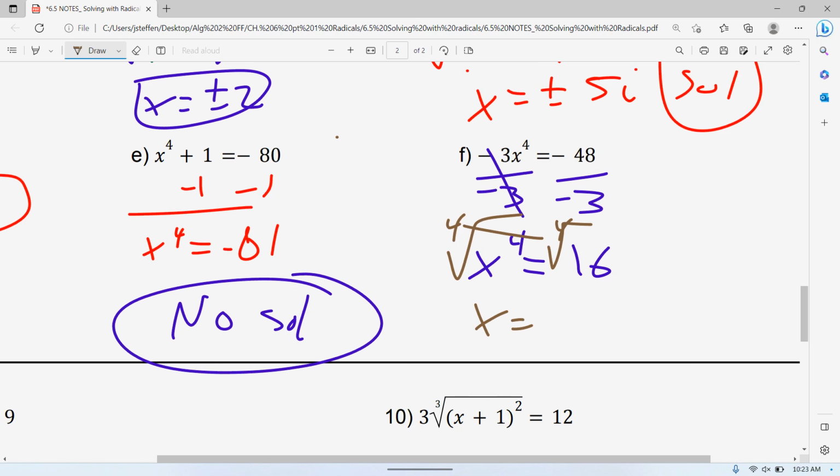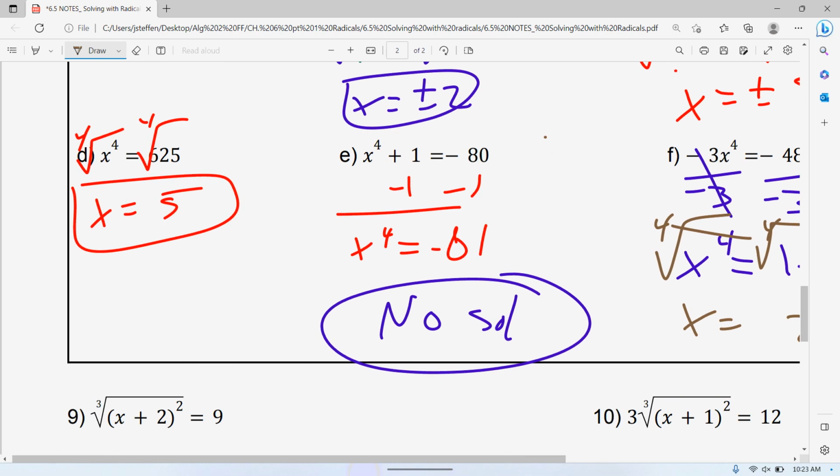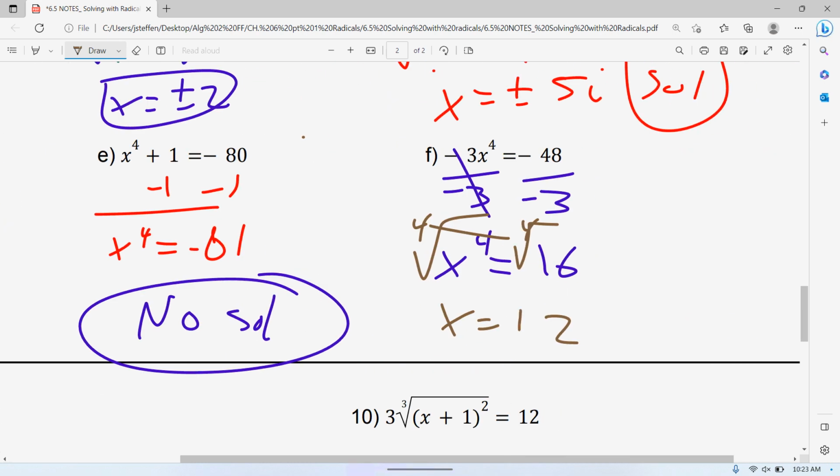put it in, just make sure I'm right. Fourth root of 16 is 2, but I messed this up on D. Remember, it's not just 2, it's plus and minus 2. That's, again, all these you should get 2 answers or no answers.